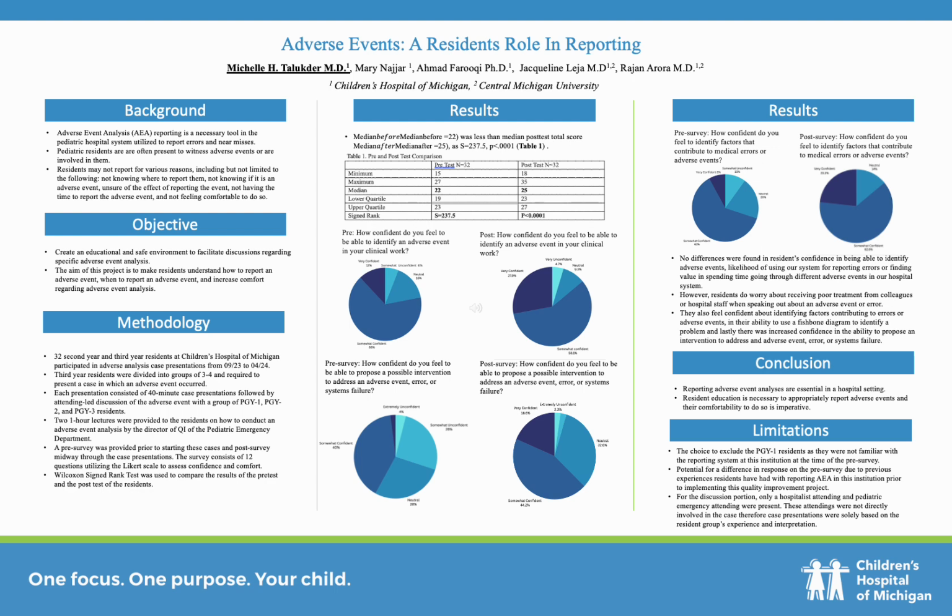As you can see in the results section, the median in the pre-test was 22, whereas in the post-test was 25, showing a significant p-value of less than 0.0001. Likewise, you can see the minimum and maximum in the pre and post-test has also increased accordingly. Some of the questions highlighted in the bottom dive us into the exact specifics of confidence.